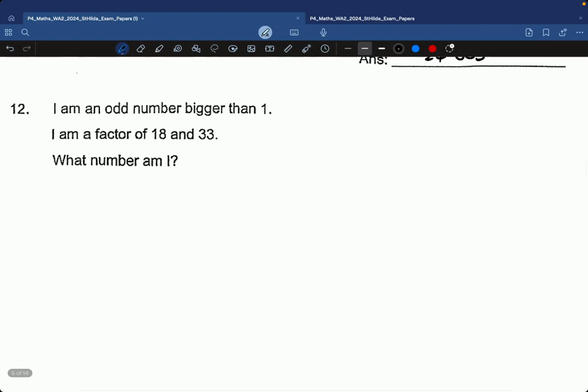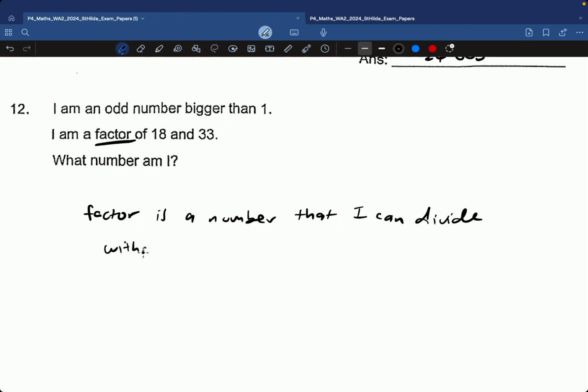Okay, next question. I'm an odd number bigger than 1. That means my number cannot be 1 or less. I'm a factor of 18 and 33. So what is a factor? Let's do a recap. A factor is a number that I can divide without remainder.